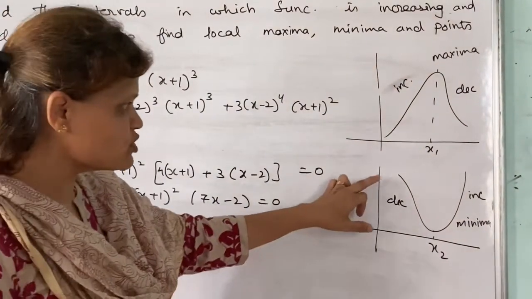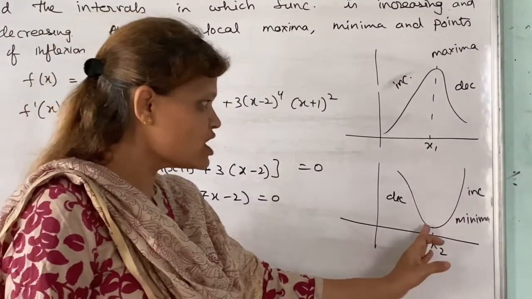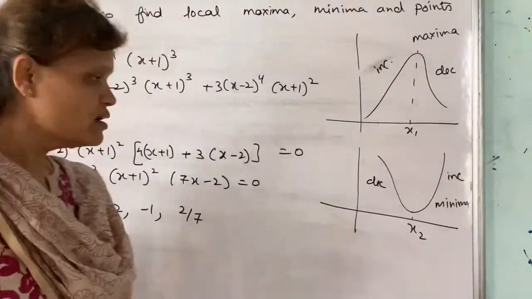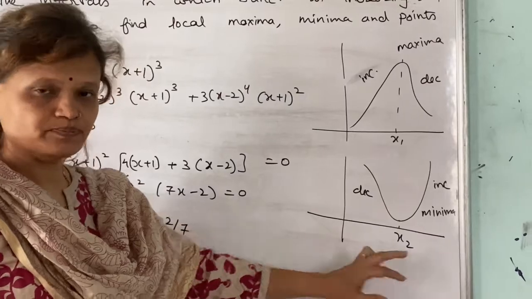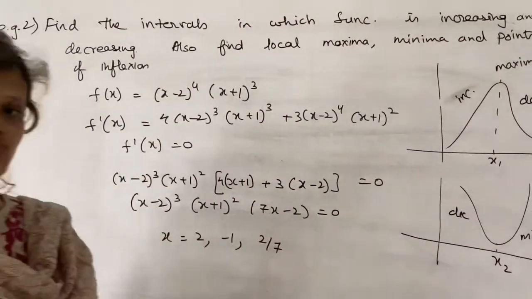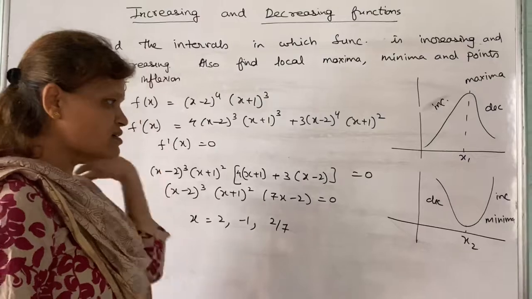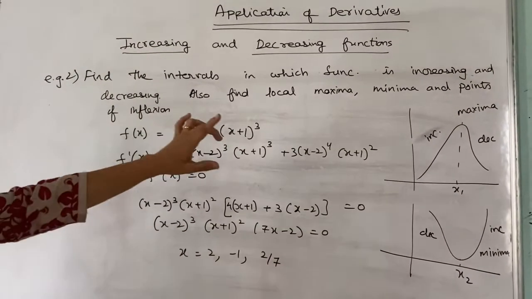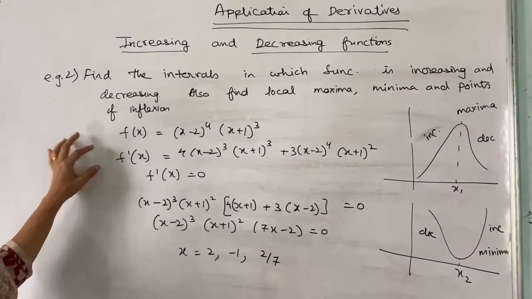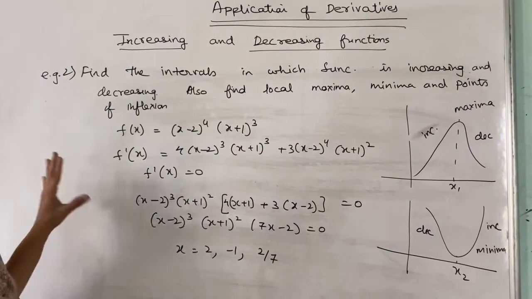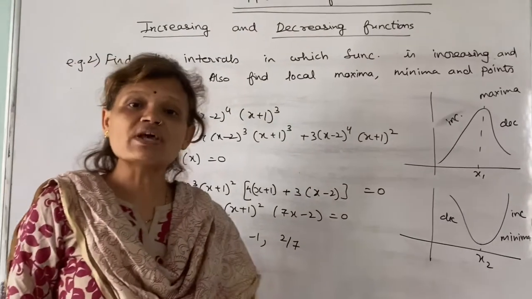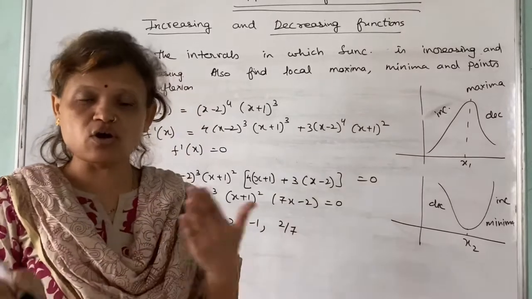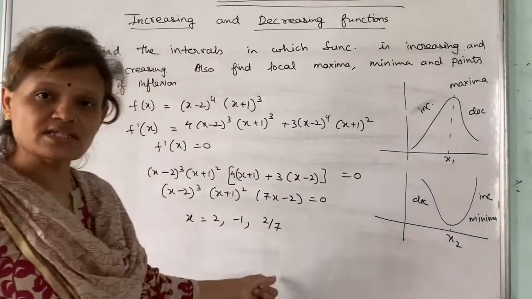Similarly in minima, first suppose the function is decreasing and at x2 now the function is increasing. So when the function is changing from decreasing to increasing, that point is local minima. So first anyway we'll have to find the intervals in which the function is increasing, decreasing. So this is the function here in this case. You have to find the intervals in which the function is increasing, decreasing, local maxima, minima and point of inflection. The point of inflection means where the function is not changing from either increasing to decreasing or decreasing to increasing. So that we'll see within this example.